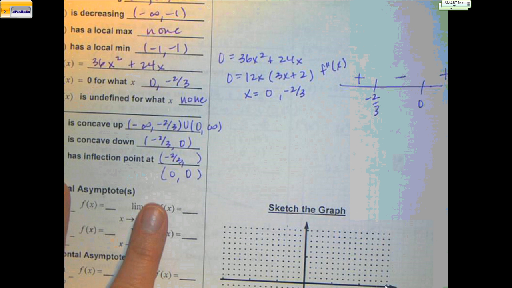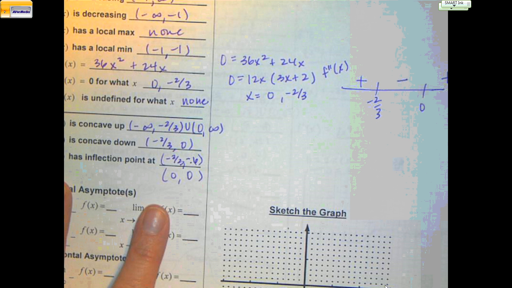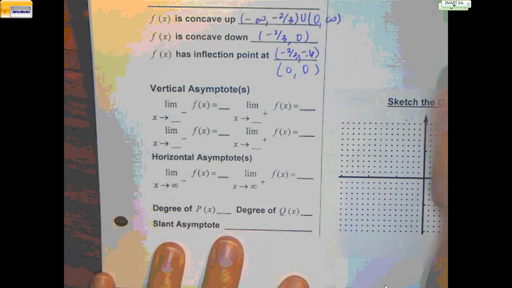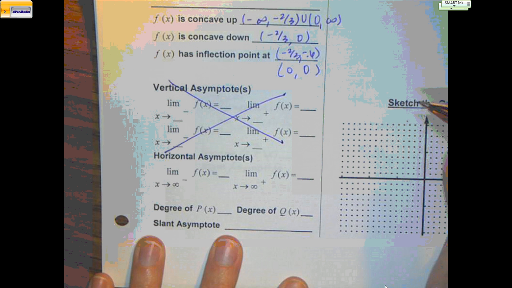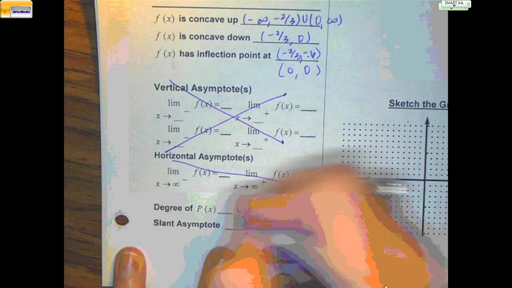Vertical asymptotes. Do we have any? Nope, so I can X that out. Horizontal asymptotes. Are we going to have any? No, it's not a rational function. It's just a polynomial. And that also tells us we won't have it. I'm going to make this 1, this 2, this 3, and so are you. This is 2. This is negative 2. And that's negative 3. Sketch it on your own.